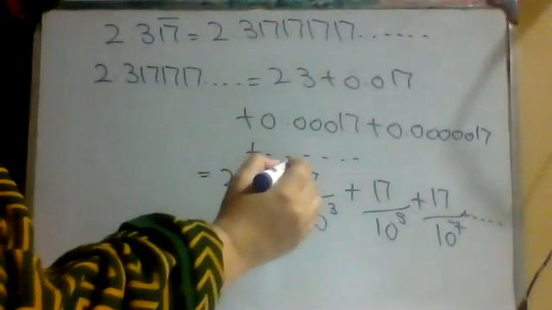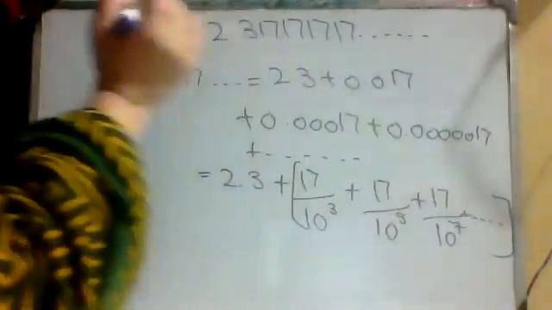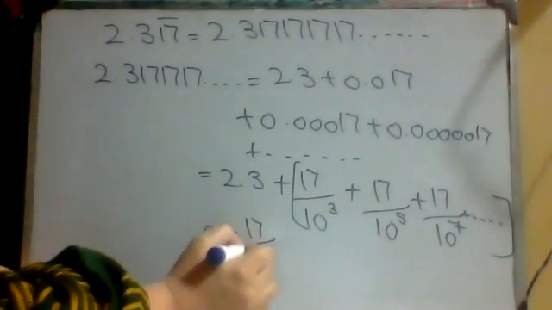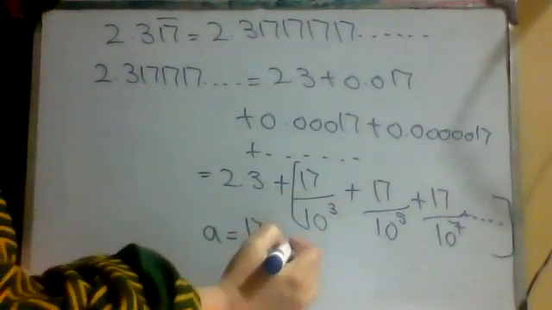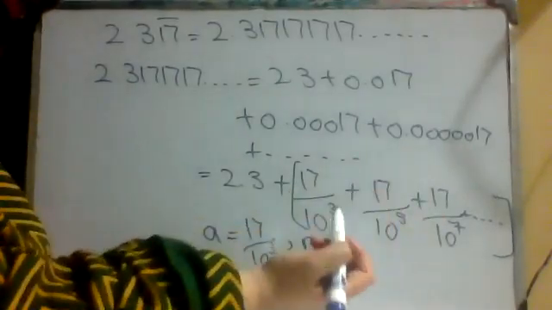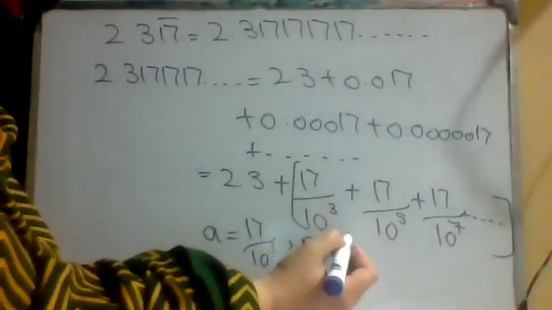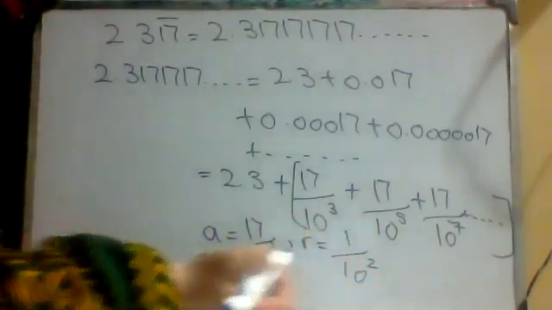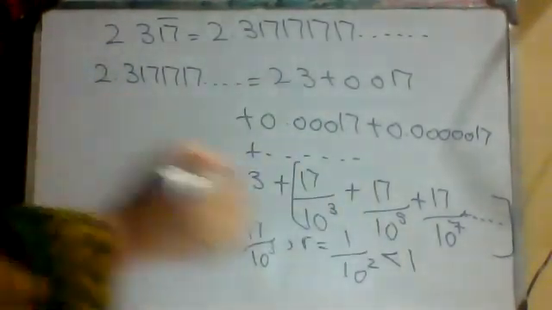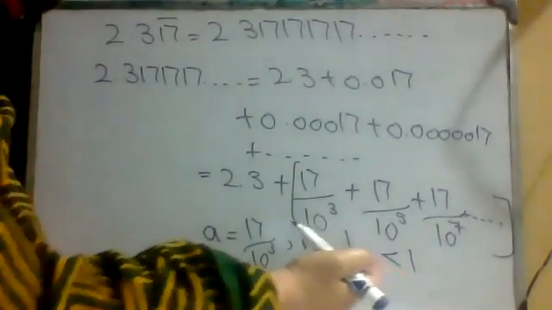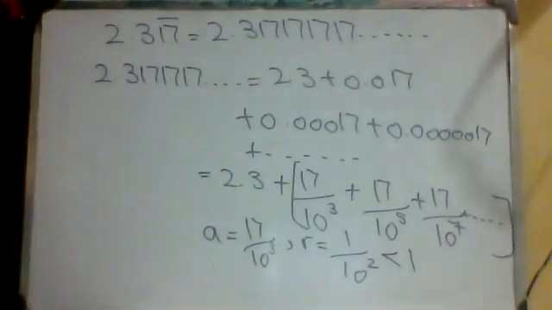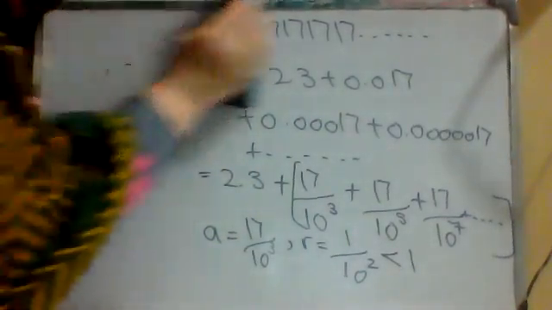Now if I consider this series, this is a geometric series in which a is equal to 17 over 10 cubed. a is the first term, and the common ratio r is equal to the second term divided by the first term, or the third term divided by the second term, which would be equal. That is, if I divide it with this, I will get 1 over 10 squared. So 1 over 10 squared is the common ratio, which is less than 1. Since |r|, which is 1 over 10 squared, is less than 1, this series is convergent.